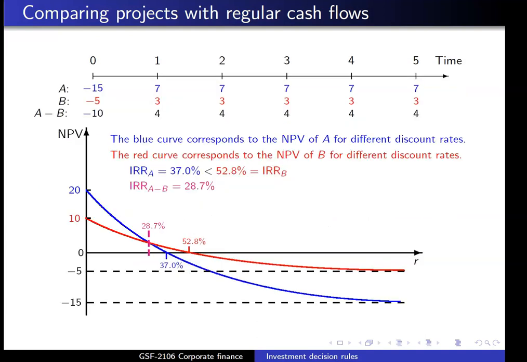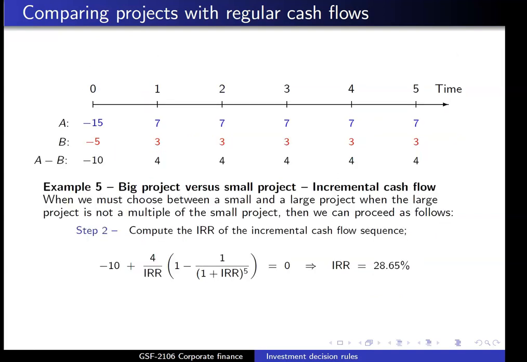If we have a cost of capital below 28.65%, it's okay to borrow at 12% in order to finance A instead of B. Financing A instead of B reduces the overall net value of the enterprise when our cost of capital is larger than 28.65%. So this is what the IRR says.